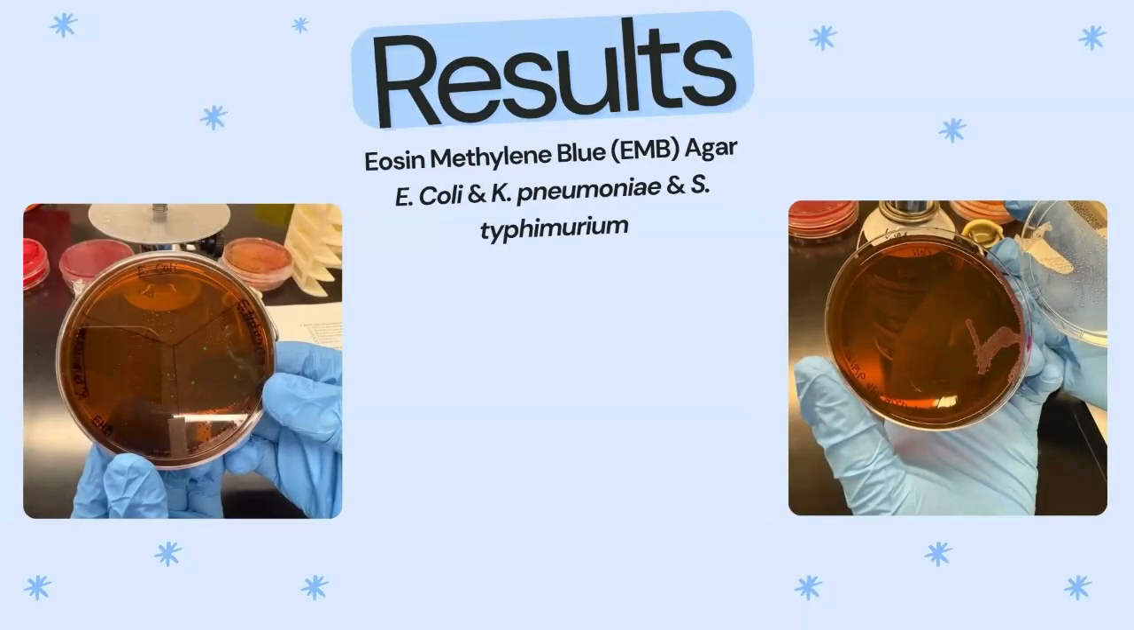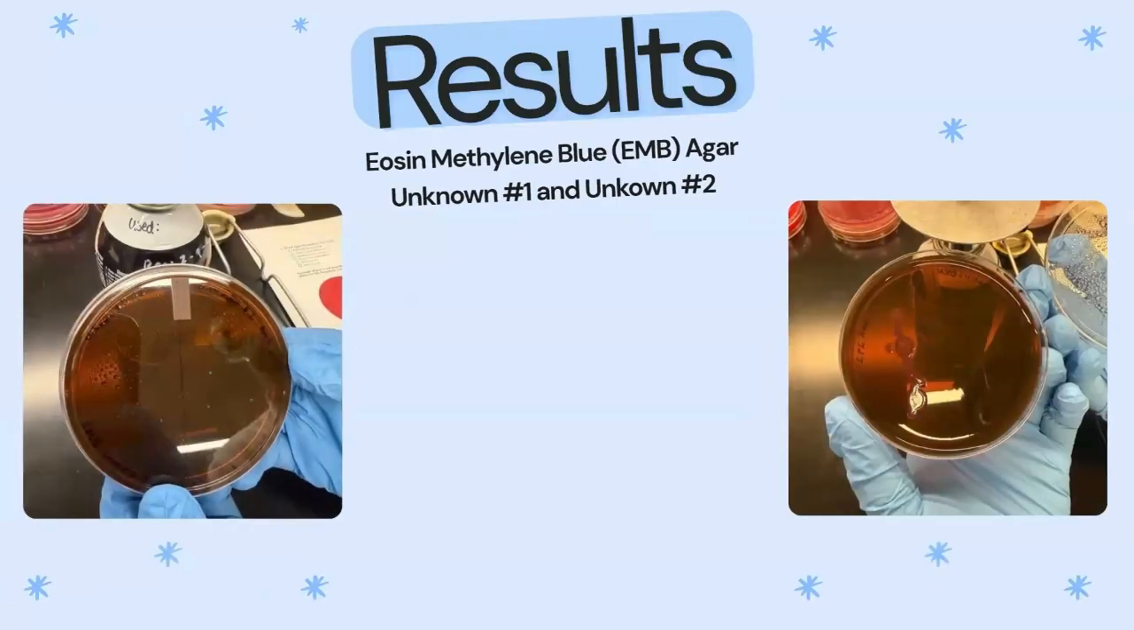EMB is selected for gram-negative and differential for lactose fermentation, but apparently there was an error, not on us, but on the plates themselves. E. coli should have been apparent with a green sheen, but there was K. pneumoniae and it was purple. EMB on the unknown number 1 and 2 did show growth, and unknown number 2 is purple.